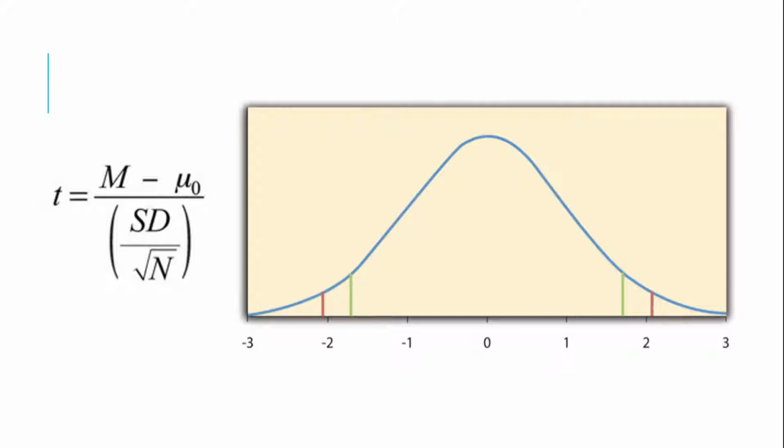But finding this p-value requires first computing a test statistic called t. A test statistic is a statistic that is computed only to help find the p-value. The formula for t is shown on the left side of the screen. Again, capital M is the sample mean, and mu sub 0 is the hypothetical population mean of interest. SD is the sample standard deviation, and N is the sample size.